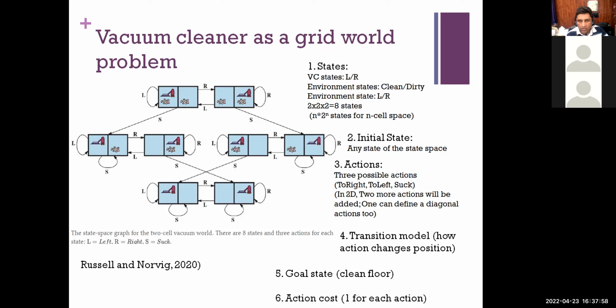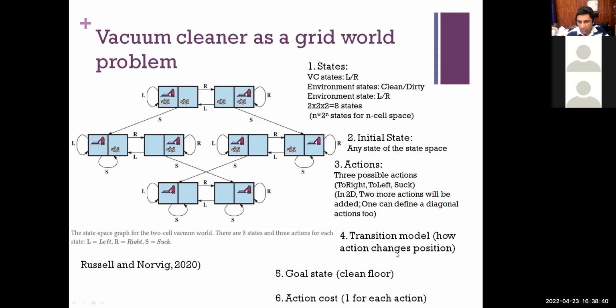So in this way, it can be treated like a grid world problem, where you basically have eight grids. Any of these states can be the initial state, which is the current state. And 3 possible actions, we have already discussed them: move right, move left, and suck. In 2 dimensions, 2 more actions will be added. One can define a diagonal action also if that diagonal movement is possible. So this is a one-dimensional problem where you have 8 states. But if I had 3 tiles, or 4 tiles, or a 2-dimensional floor to clean, then of course more actions will be added.